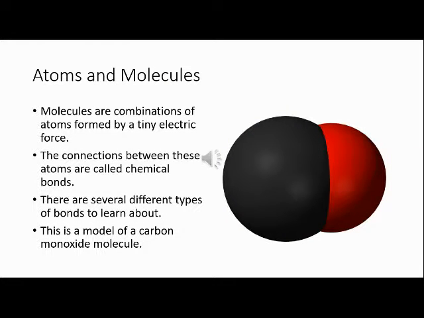Now, atoms go on to form these molecules, and like I said, they're formed by these tiny electric forces. These tiny electrical connections between these atoms are called chemical bonds. Now, there are several different types of chemical bonds to learn about, but we'll save that for more advanced material. This here is a model of a carbon monoxide molecule.